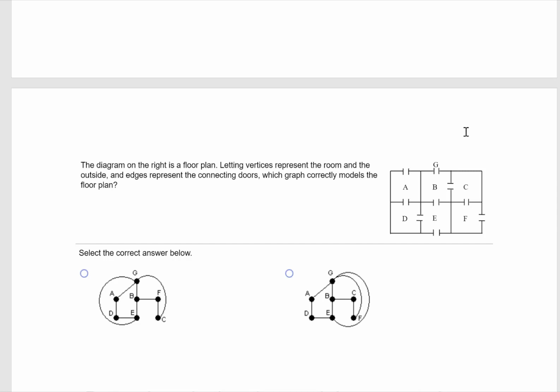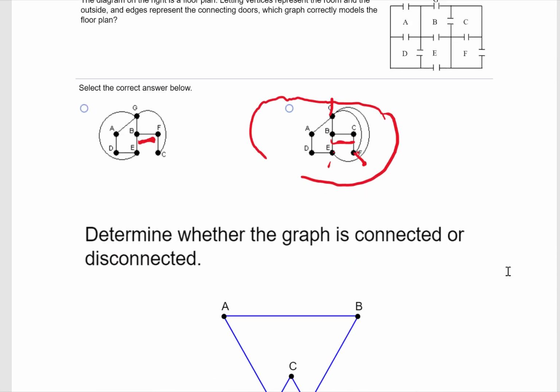And if I look at the first answer on the left side, I notice that it shows that room B is connected to room F right here. And if I look in the picture, that's not correct in the picture. Room B is not connected to room F. If I look at the second choice on the right, I see it showing B connected to C connected to F, and so therefore this is the correct one. And also notice it's showing that from room E we can go outside, from room F we can go outside, and from room G we can go outside. So that's the correct graph.